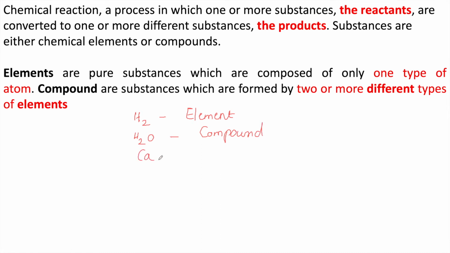Calcium is an element, calcium hydroxide is a compound. For elements, a single type of atom is present. But for compounds, see, two different atoms are here, hydrogen and oxygen. In this one, three different types of atoms are there, calcium, oxygen and hydrogen. So this is the difference between an element and a compound.